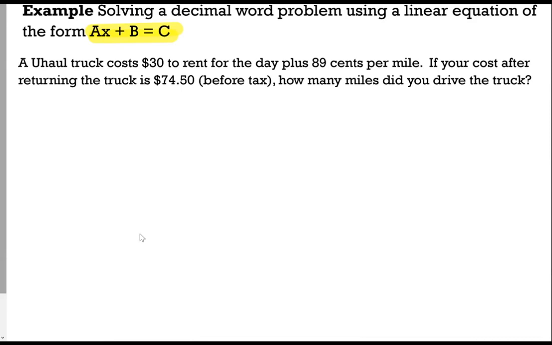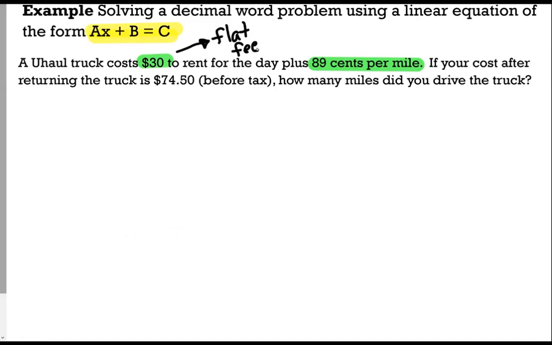Let's read the problem. It says a U-Haul truck costs $30 to rent for the day plus 89 cents per mile. $30 for the day is a flat fee. You're going to pay that regardless. It's not going to be multiplied or divided because of circumstances. It's just you want this truck, you got to pay $30 up front.